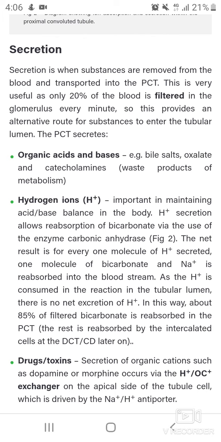First of all, organic acids and bases: bile salts, oxalate, and catecholamines. Hydrogen ions are important in maintaining acid-base balance in the body. Hydrogen secretion allows reabsorption of bicarbonate via the use of the enzyme carbonic anhydrase. The net result is that for every one molecule of H+ secreted, one molecule of bicarbonate and Na+ is reabsorbed into the bloodstream. As the H+ is consumed in the reaction in the tubular lumen, there is no net excretion of H+. In this way, about 85% of filtered bicarbonate is reabsorbed in the PCT.